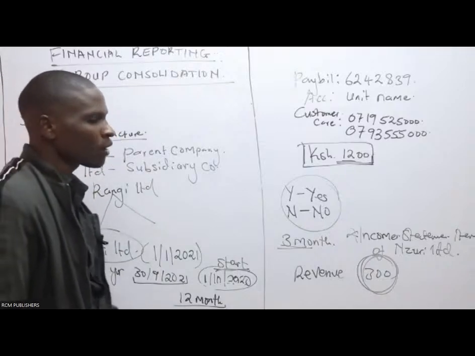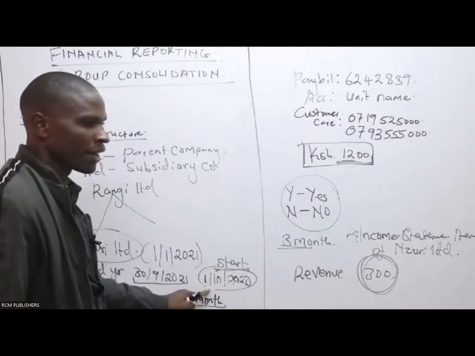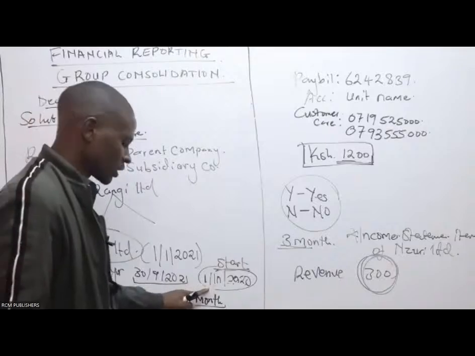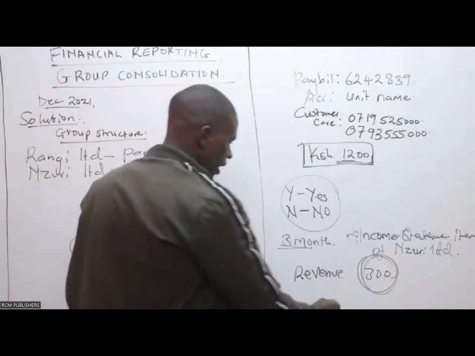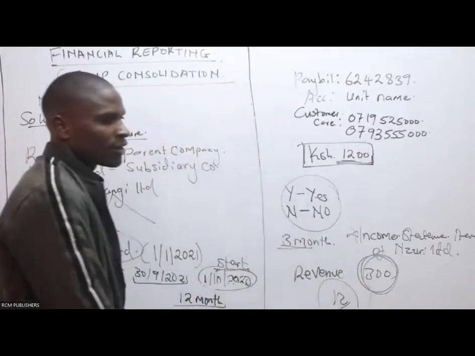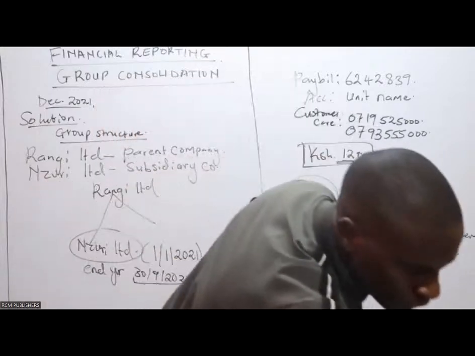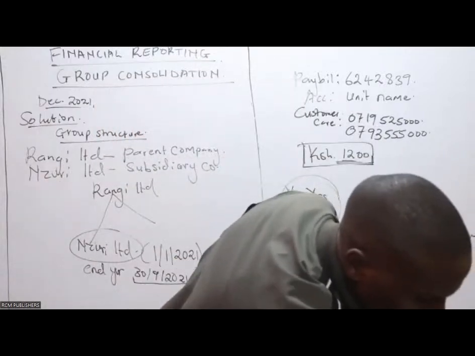Then, if it acquired this company many years back, we assume that it was acquired at the start of the year. And when it was acquired at the start of the year, remember, it is 12 over 12. Therefore, apportioning will not make any difference. Let's now move to the question and see what we can do.